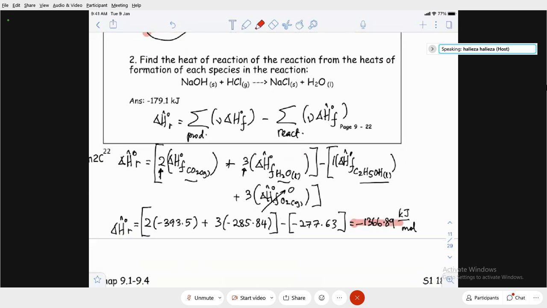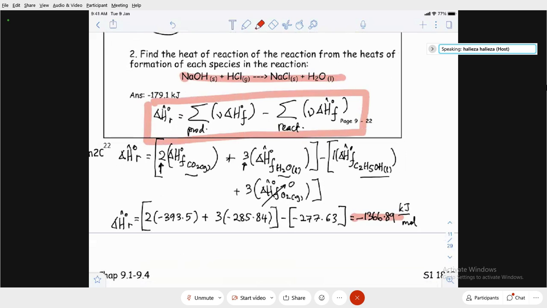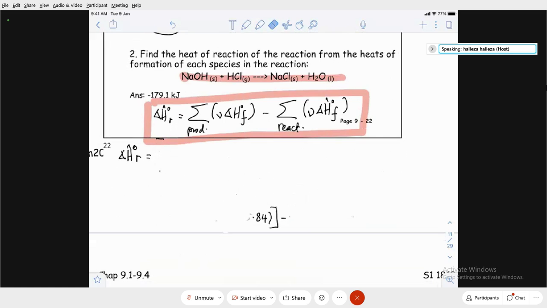This is your reaction. You're going to react sodium hydroxide with hydrogen chloride to form sodium chloride plus water, liquid. It's very important to note that the water is in a liquid phase, not in a vapor phase. We're going to do the same calculation using the heat of formation. So I'm going to erase this part because I'm going to use a different equation now, and see whether when I did it earlier, I also did not get the same answer as the author.